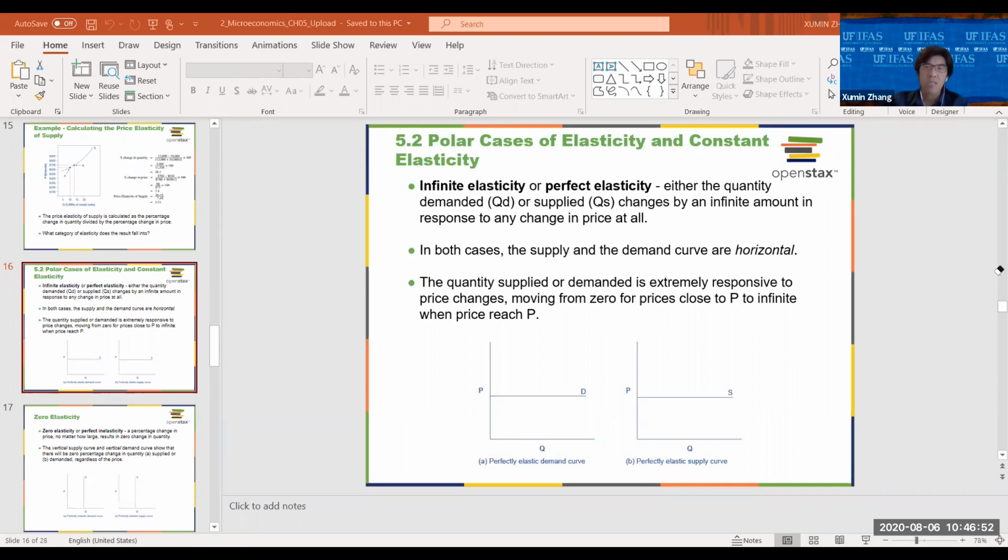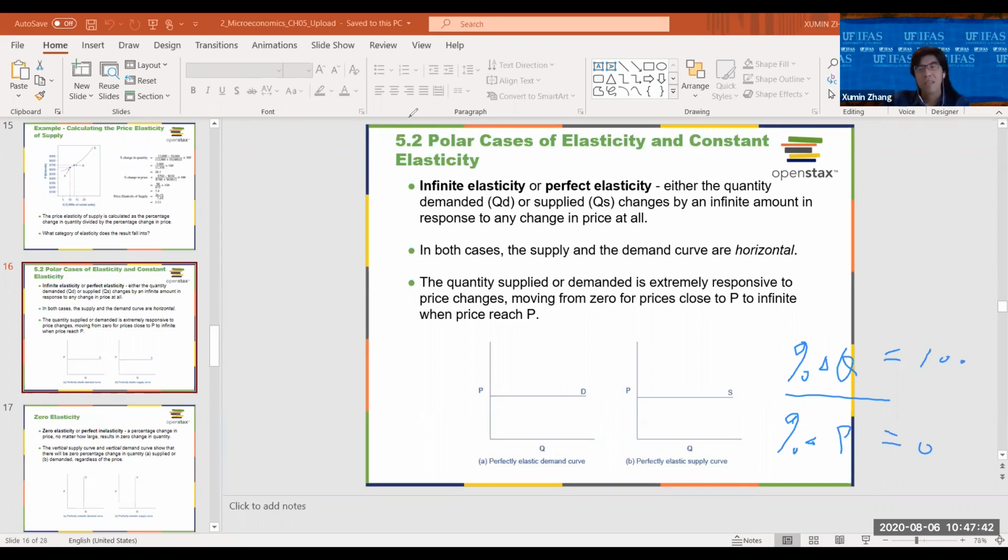In this case, we call this infinite elasticity or perfect elasticity. How do we understand that? Once we calculate, we can see that the price change is a number. For example, the percentage change of quantity is, say, 100. But if we divide by the price change, which in this case is actually 0, a number divided by 0 is infinity. It's a very large, infinite number for the elasticity. Very, very elastic.